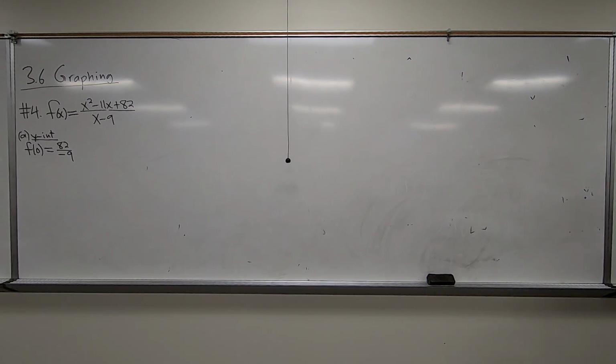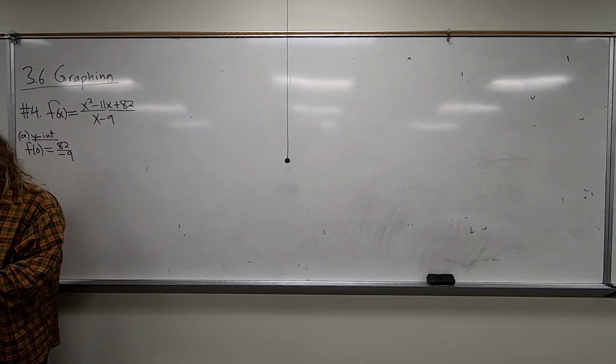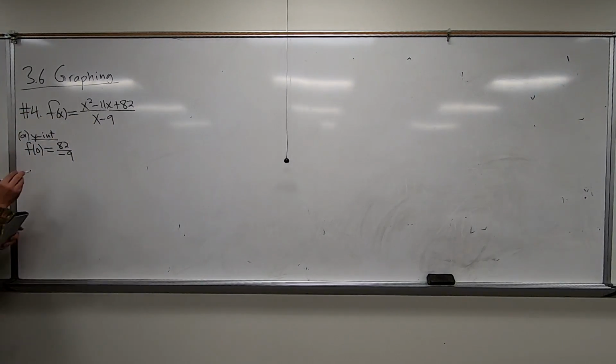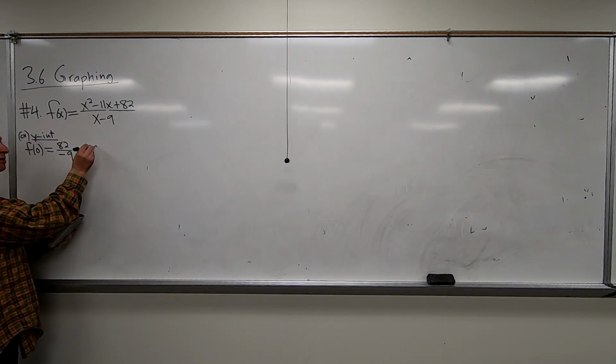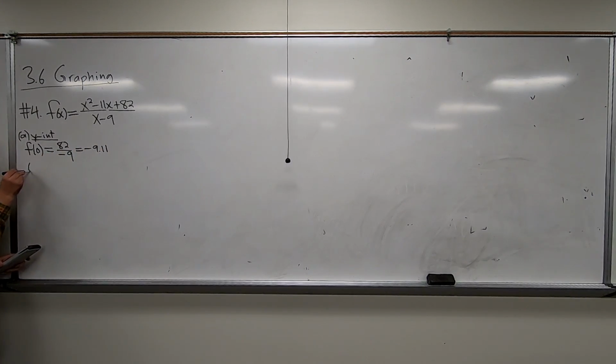So I'm going to go with the decimal, because that'll be helpful for our graphing. So 82 divided by negative 9. I got negative 9.111. You got that too? Okay, excellent. So this is negative 9.11. So as an ordered pair, the y-intercept would be 0, comma, negative 9.11. That would be an easy 2 or 3 points on your test.